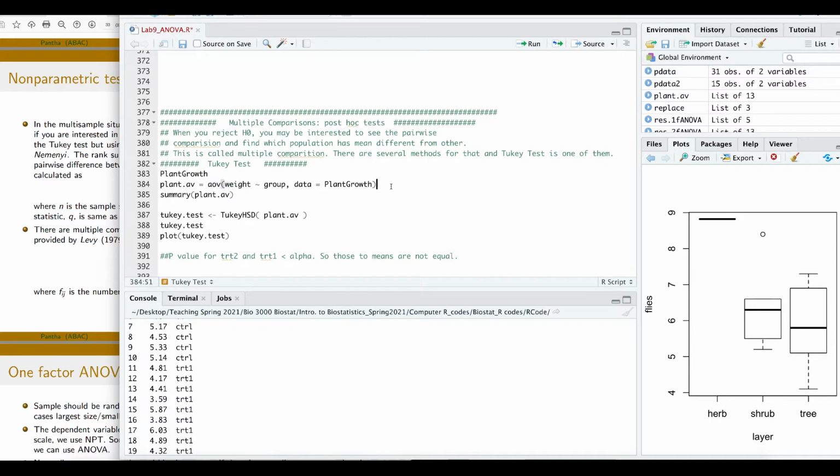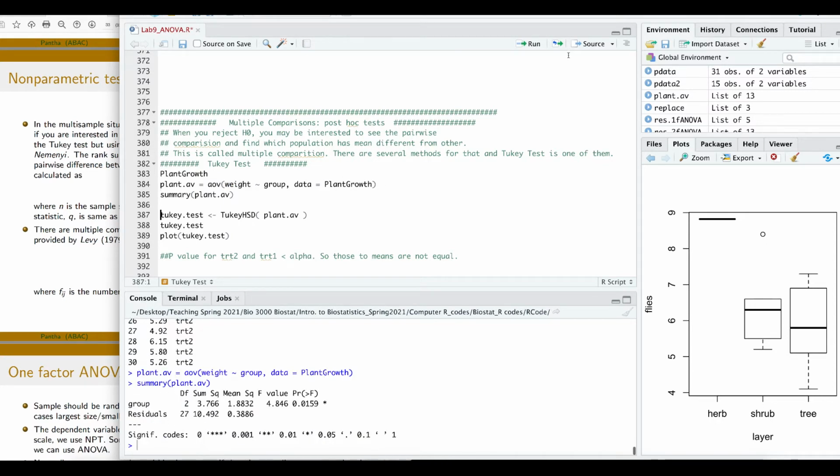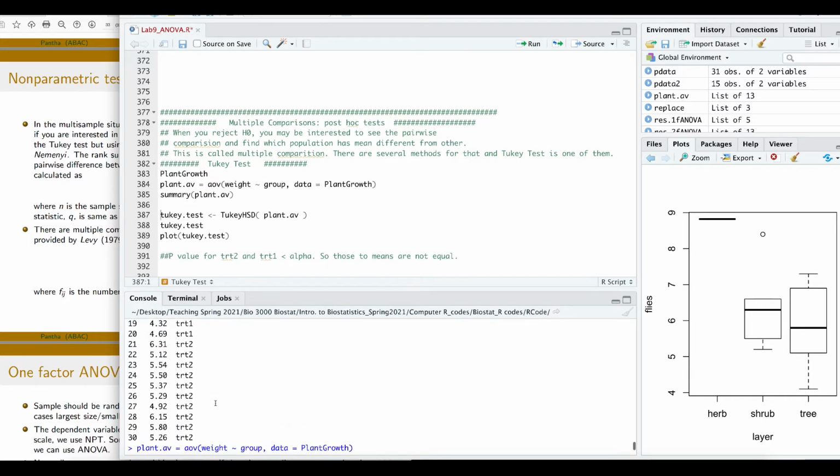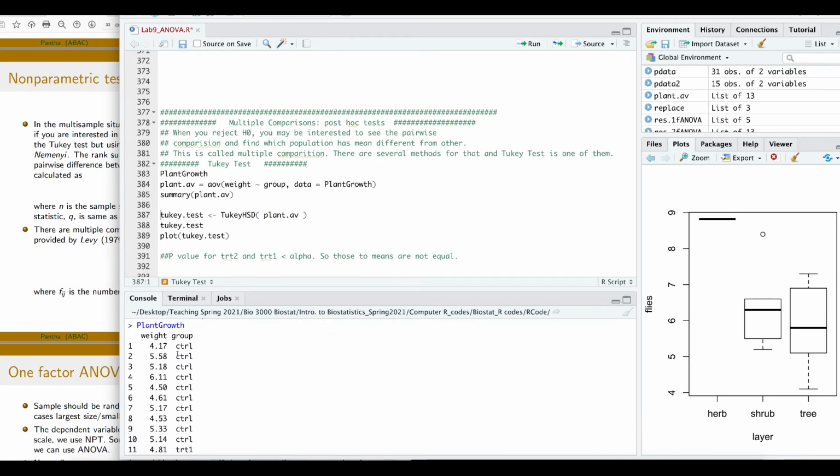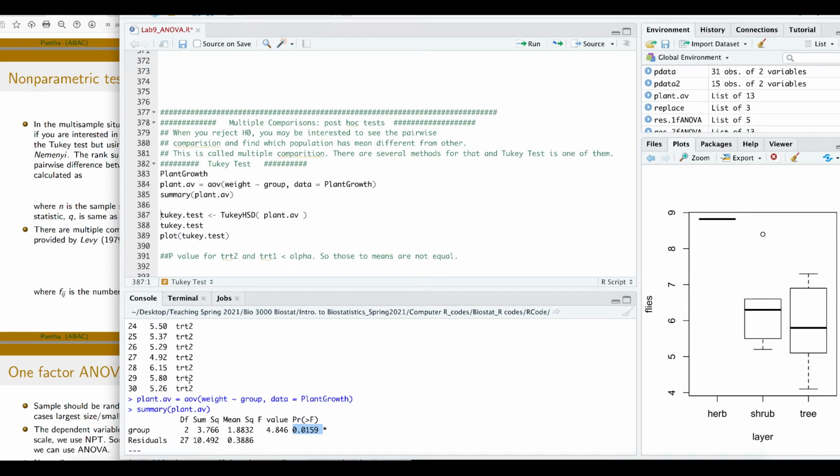The data is plant growth. So that's what we are doing here. If you do the summary, what do you get? You get that the p-value is less than alpha. That means the average weight of the plant is different, not equal among all these 3 groups. So we are rejecting the null hypothesis. That means the average is not equal, right?